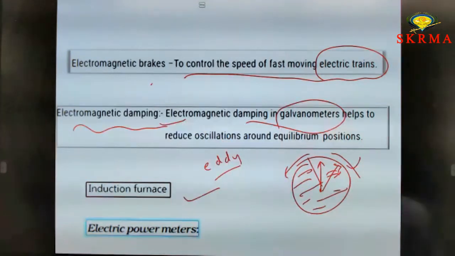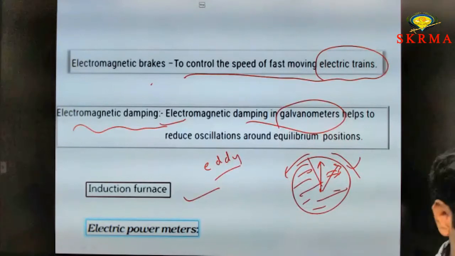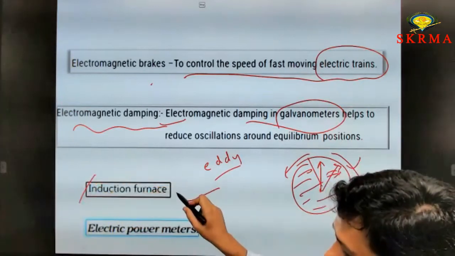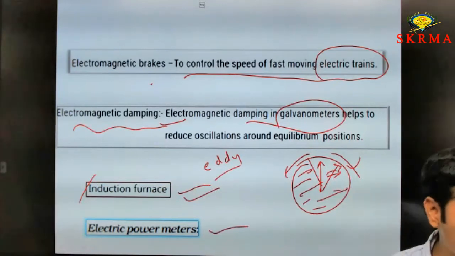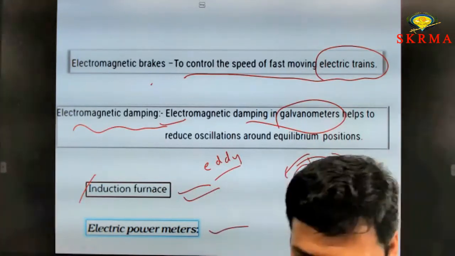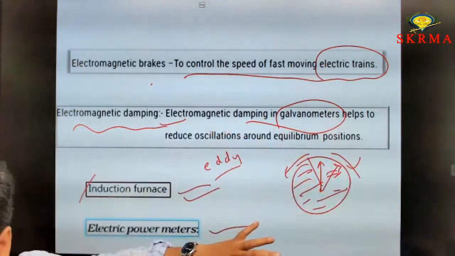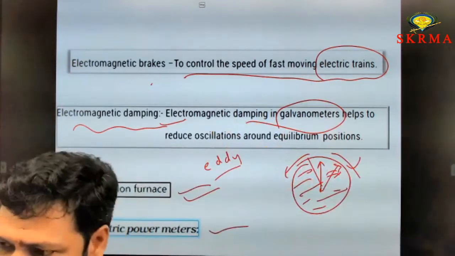The third is the induction furnace. To melt metals, high temperature is needed. To produce high temperature, eddy currents are useful to produce high current. That's why the induction furnace is one of the applications of eddy currents. The fourth is electric power meters, such as speedometers. These are the 4 important applications of eddy currents. Based upon these 4 applications, questions are asked.